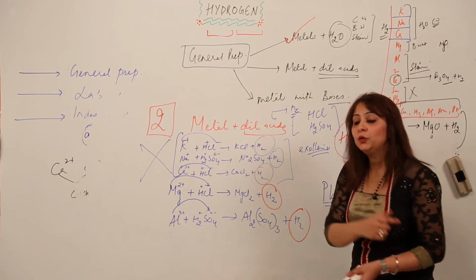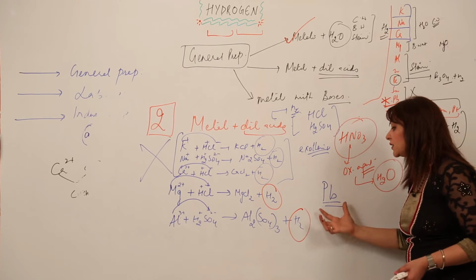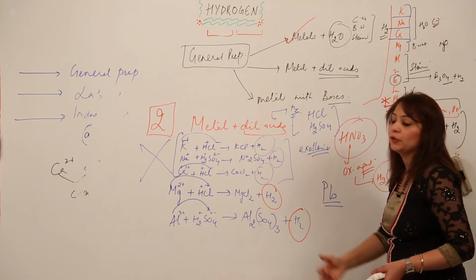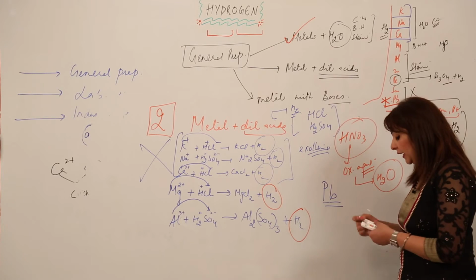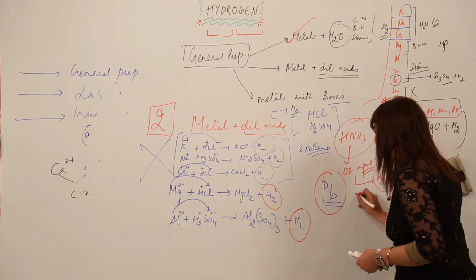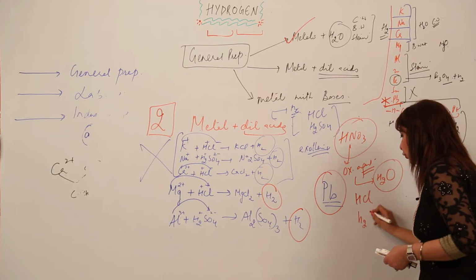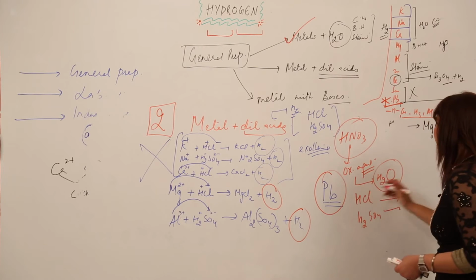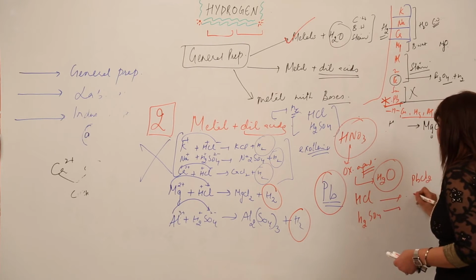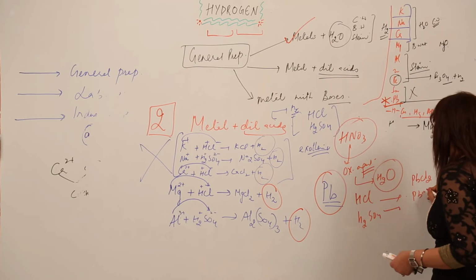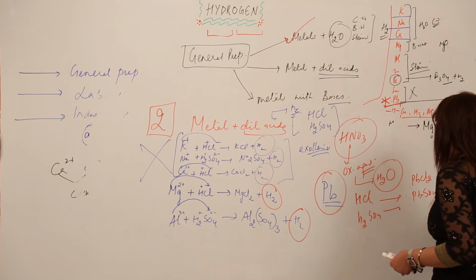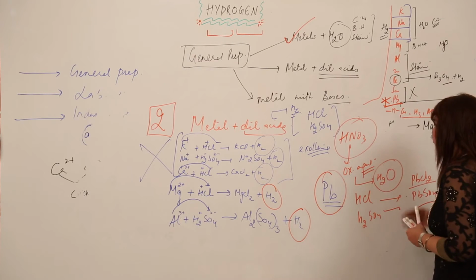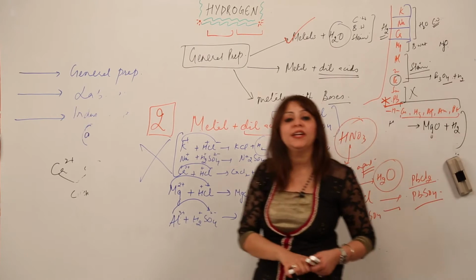So I was telling you that we cannot use lead for preparing hydrogen from the dilute acid. The reason being, when lead is used with HCl and H2SO4, it definitely reacts with them, right? But what happens when it reacts with HCl? It leads to the formation of lead chloride, and when it reacts with sulfuric acid, it leads to the formation of PbSO4, that is lead sulfate. So where is the problem that we cannot use lead?